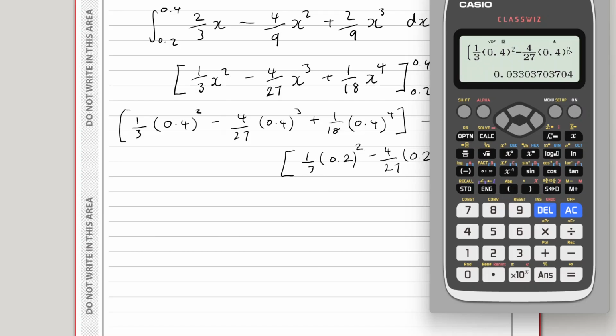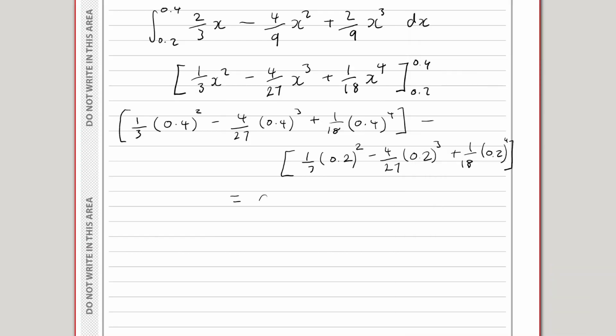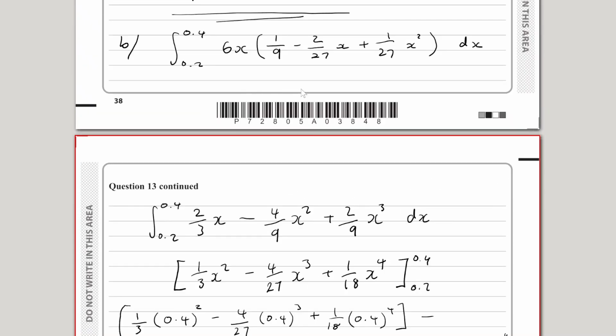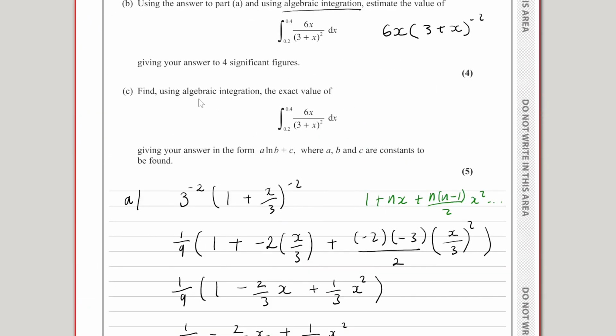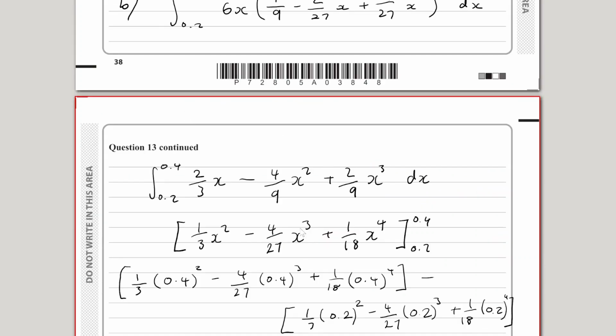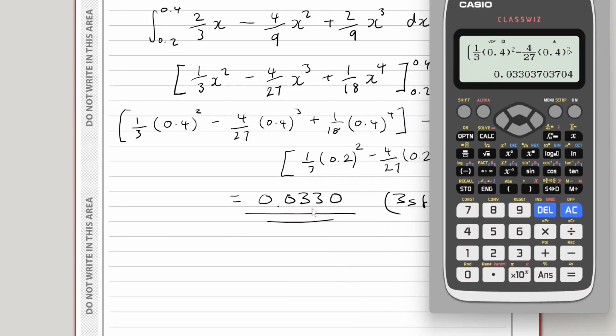I've got 223 over 6,750, 0.0330. 0.0330 to three significant figures. To four significant figures even, so 0.03304.